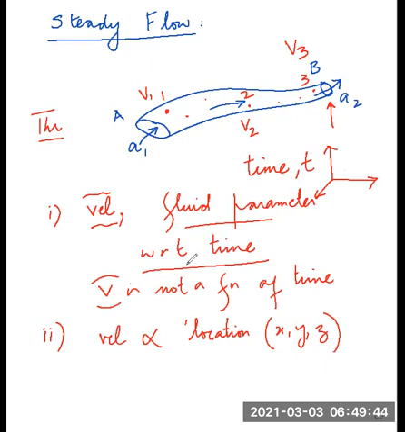Such a flow where the velocity is not a function of time, means the velocity is not changing with respect to time, but the velocity can change with respect to location, is known as steady flow.